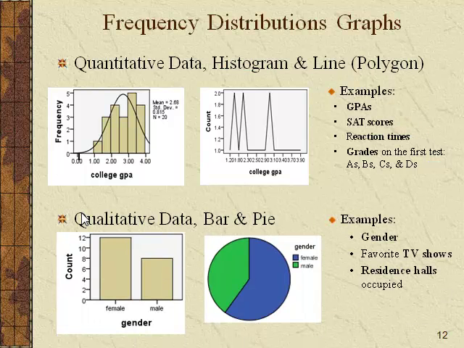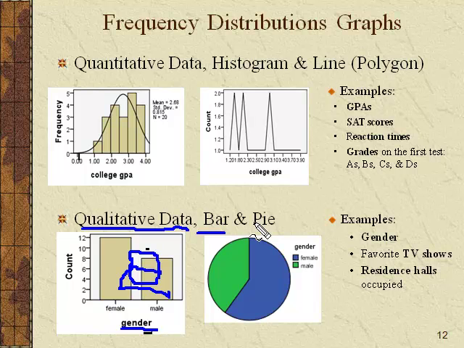And then if you're dealing instead with qualitative data, something like gender, for example, you'll see that the chart looks very similar to a histogram, except there's a space in between to suggest that female is not really lower than male. The space suggests that you can move these categories around and you wouldn't really change anything. It's arbitrary which one you put first or last. That's a bar chart, and then you can also see there's a pie chart that we can make as well. Both of these show the same information, just artistic differences. So examples of qualitative data: gender, if you ask people what their favorite TV shows are, what residence hall they live in, etc.